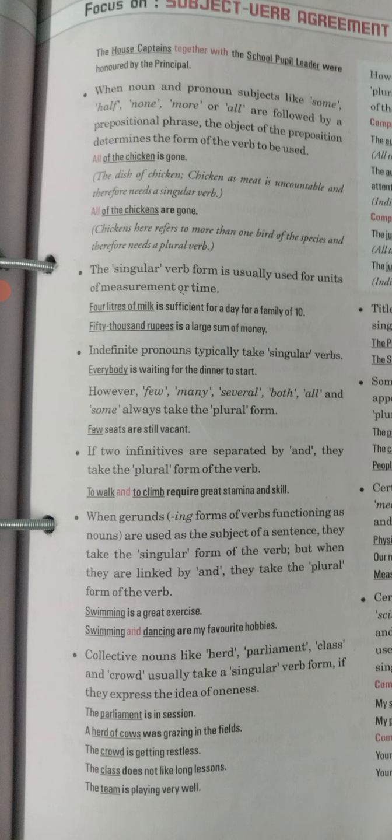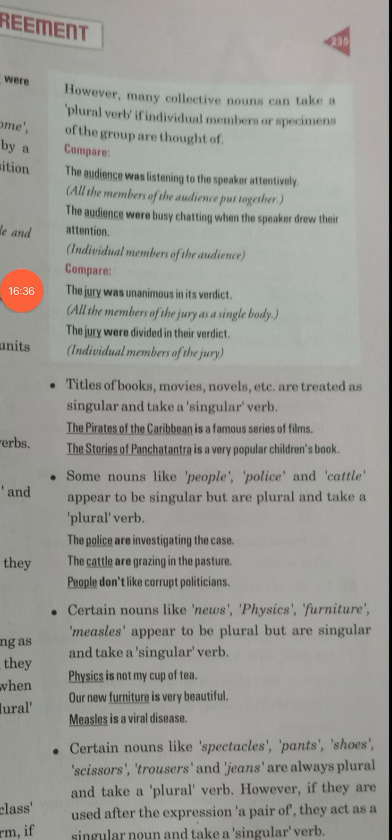And all collective nouns will always be considered as singular. You can see that the parliament is in session, the herd of cows was, the crowd is, the class does. So all collective nouns will always be considered singular. And all titles of books, movies, and novels you will also consider as a singular verb.